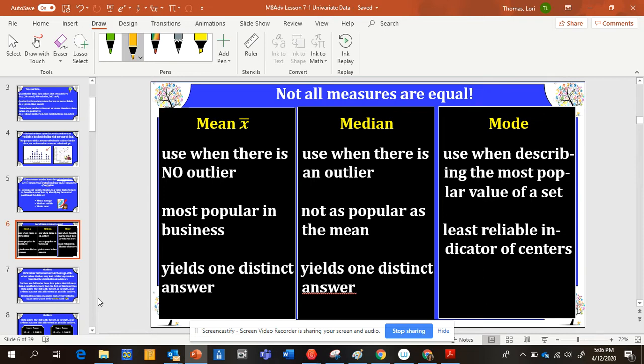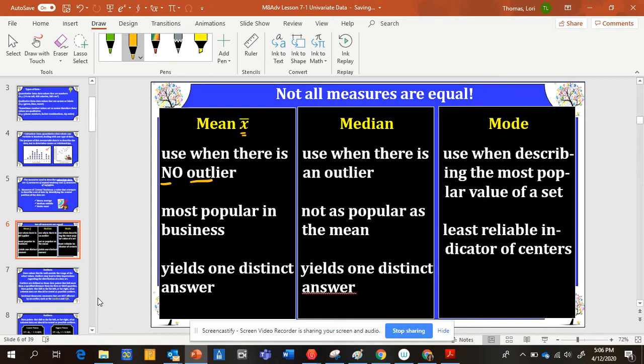So let's talk about which center is best to use. So we have the mean, the median, and the mode. Here is the symbol. X bar is the symbol for the mean. So when you see this in statistics or on a calculator, you know that just means the average. So you're going to use the mean when there's no outlier. So please make sure you put that in your notes. It is most popular in business, and it yields one distinct answer.